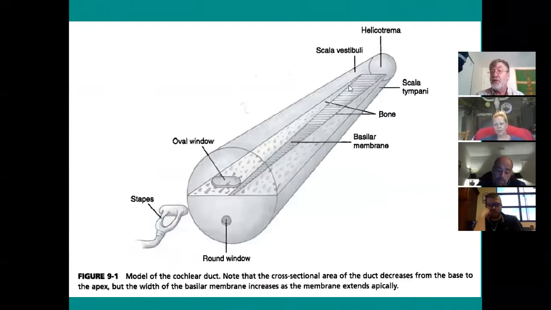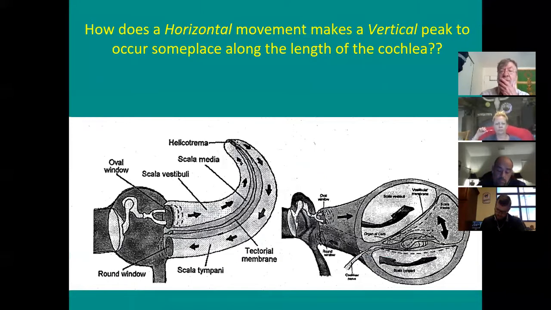So a low frequency sound will cause a traveling wave here, and a high frequency sound will cause a traveling wave here. I kind of like this picture showing the oval window, the round window. It's a good one, I think. Anyway, just a review out of anatomy, though.